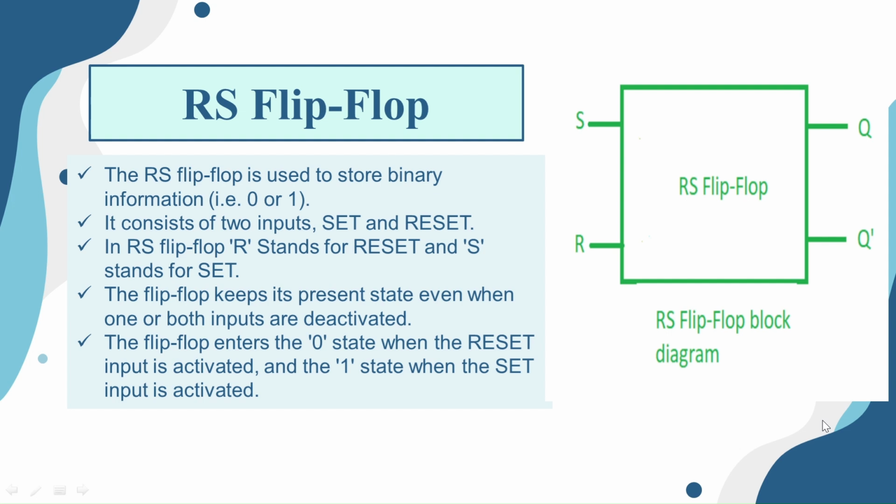The RS flip-flop is used to store binary information, for example 0 or 1. It consists of two inputs, set and reset. In RS flip-flop, R stands for reset and S stands for set. The flip-flop keeps its present state even when one or both inputs are deactivated. The flip-flop enters the 0 state when the reset input is activated and the 1 state when the set input is activated.